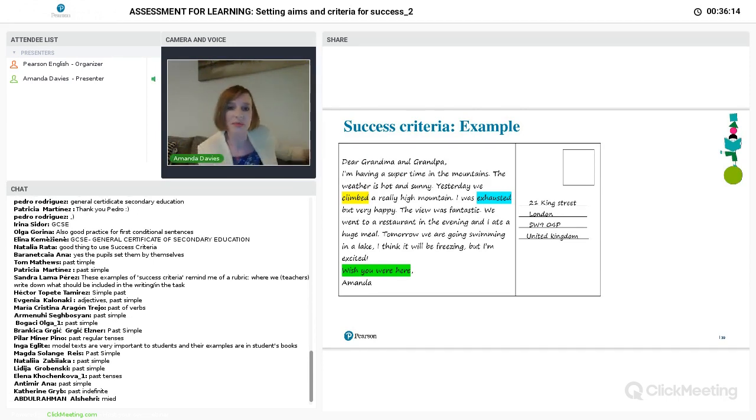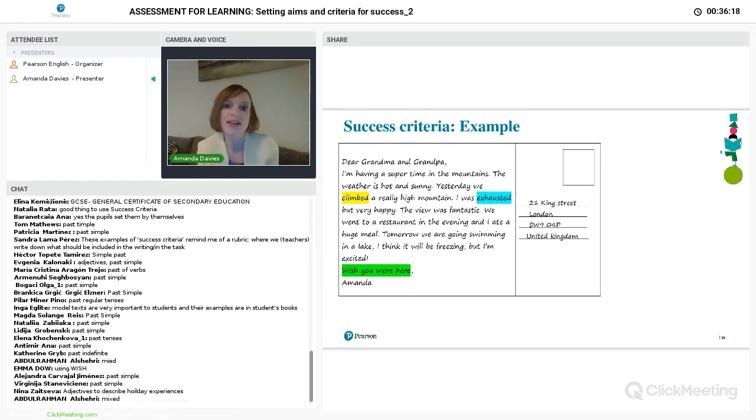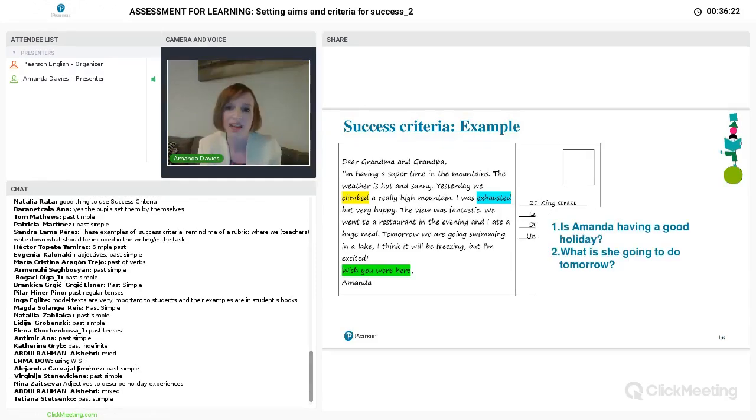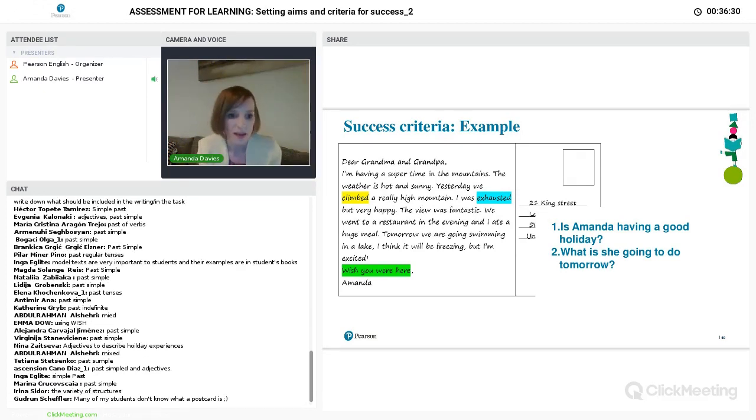So what I did with any model text, first we want students to read it just for general understanding. So they need a couple of gist comprehension type questions. So my students read the postcard and answered the questions. Is the holiday good? What's the writer doing tomorrow?